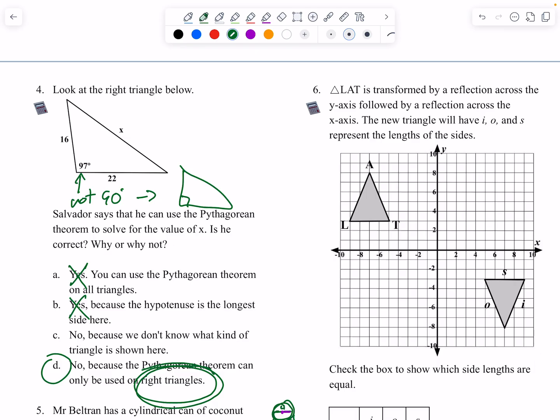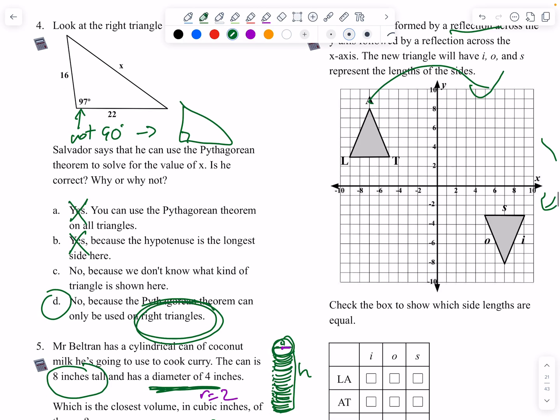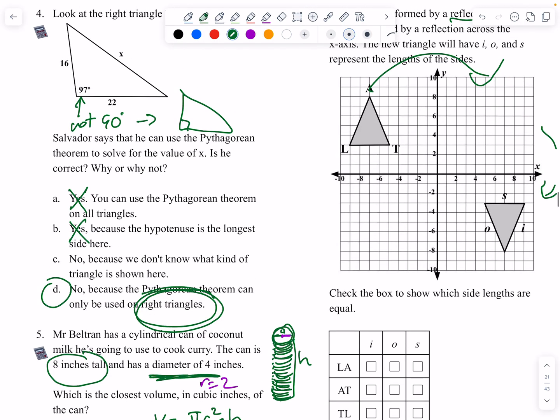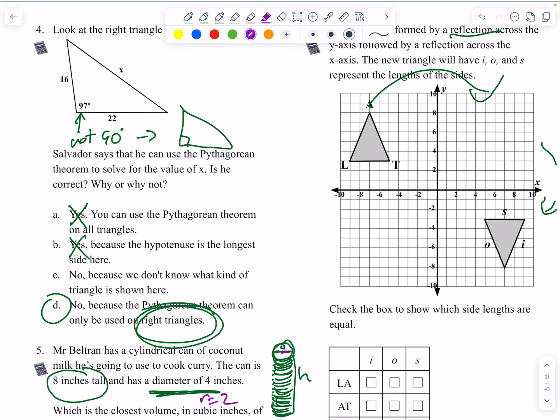Triangle LAT is transformed by reflecting across the x-axis or y-axis. So they moved it here, followed by a reflection across the x-axis. Okay, not a big deal. So check the boxes that go with what sides are equal. Well, one thing I know for sure is that LT is S. So the tricky part is which ones are the other ones.